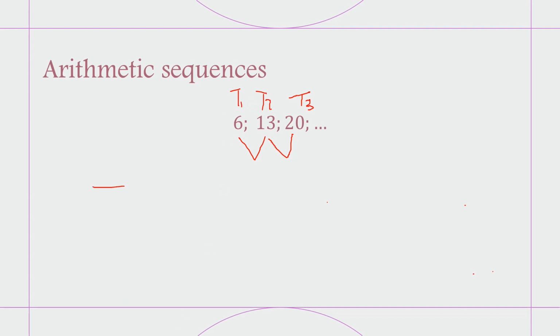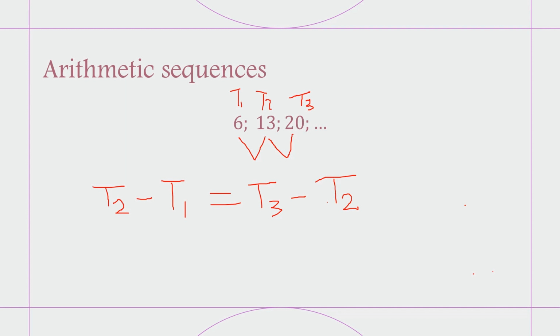Meaning now you will say term 2 subtract term 1, which is the difference between term 2 and term 1. You check if it is equal to the difference between term 3 and term 2. So if this condition is true, then you can conclude that this is an arithmetic sequence.